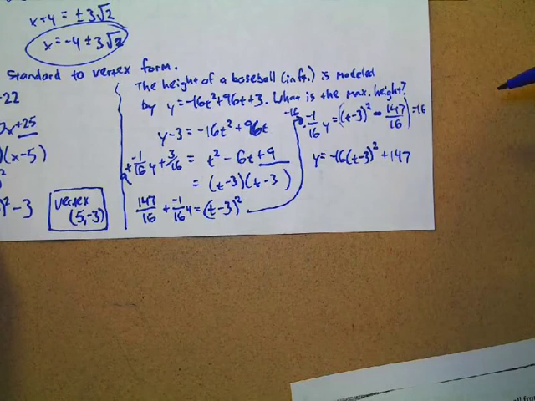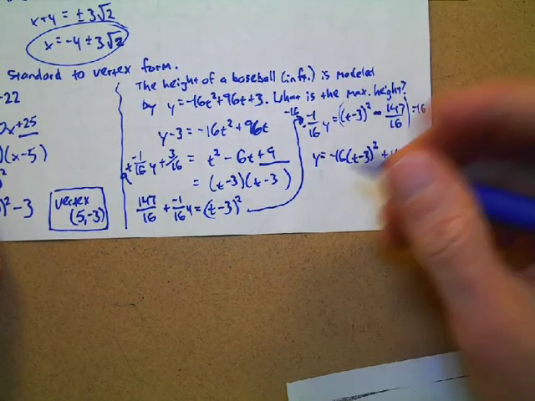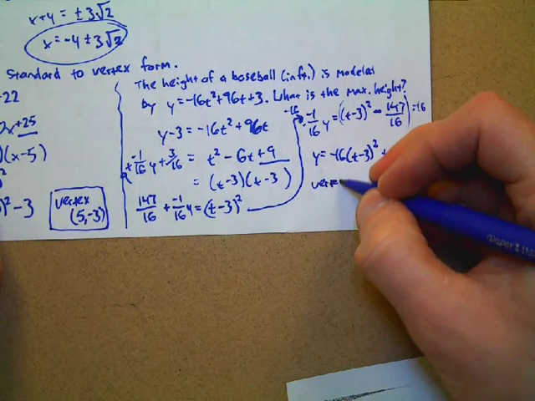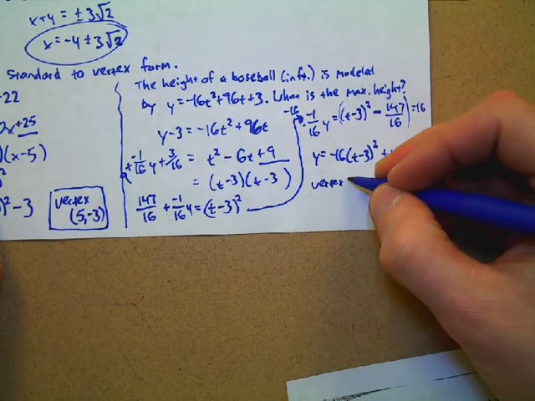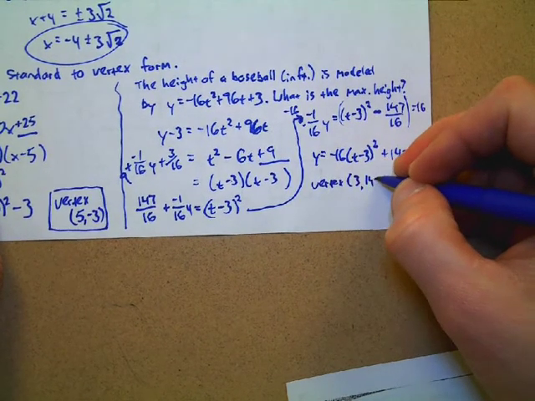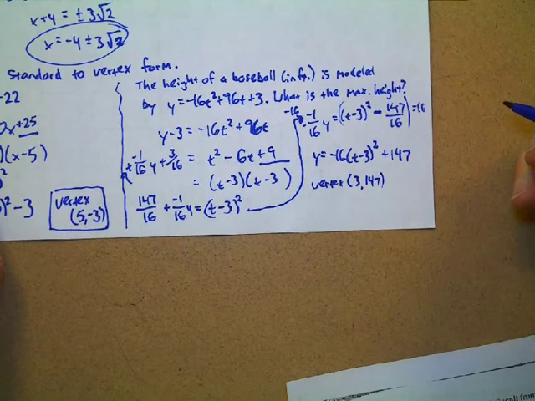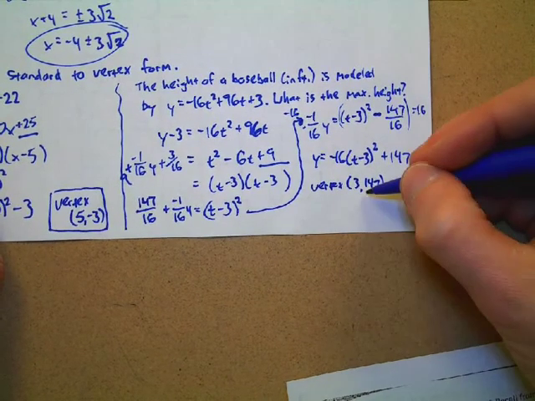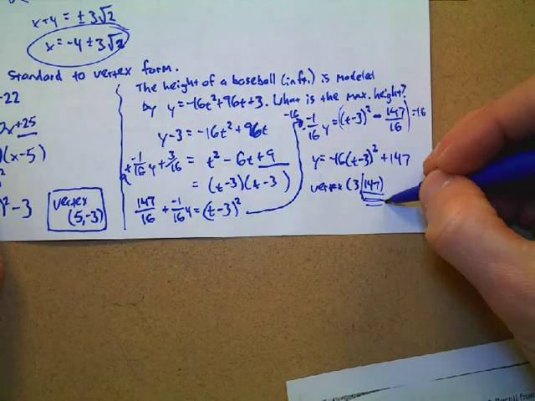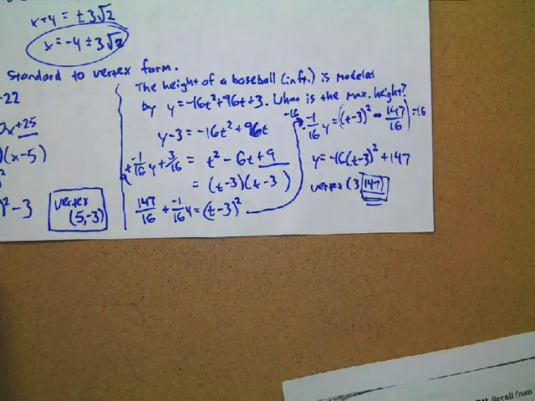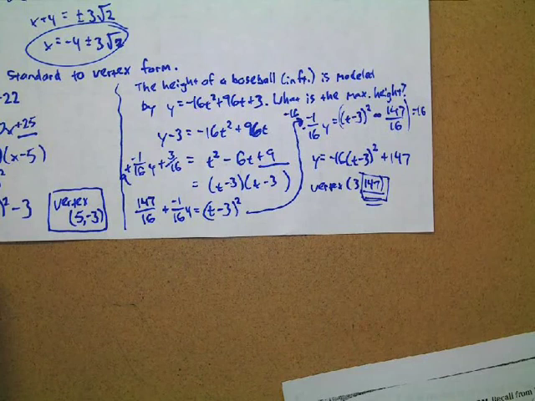So, what's the vertex of this quadratic? 3, 147. And what is the maximum height? 147. There's our answer. Okay, feet. All right. So it's a little bit funky. I know we're working with y over here and stuff like that, but you eventually get the y back by itself, and then you get your vertex form. Okay. So pretty tricky stuff.